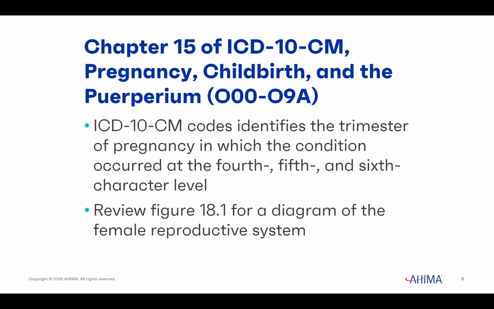Again, most codes in this chapter identify the trimester of the pregnancy in which the condition occurred at the fourth, fifth, and sixth character level. And if you need a refresher on the female reproductive system, there's one here in your text in figure 18.1.